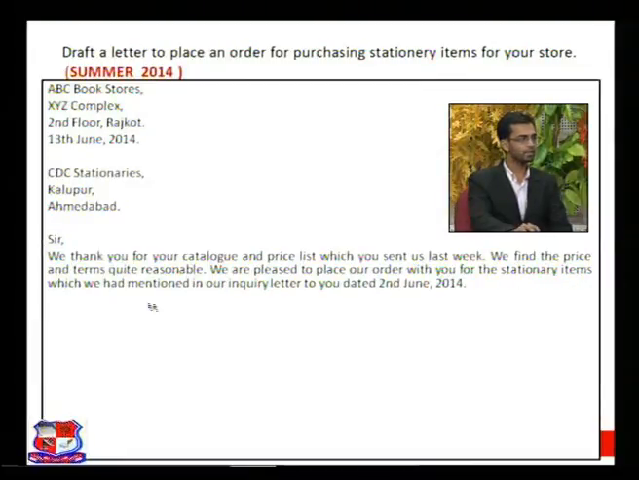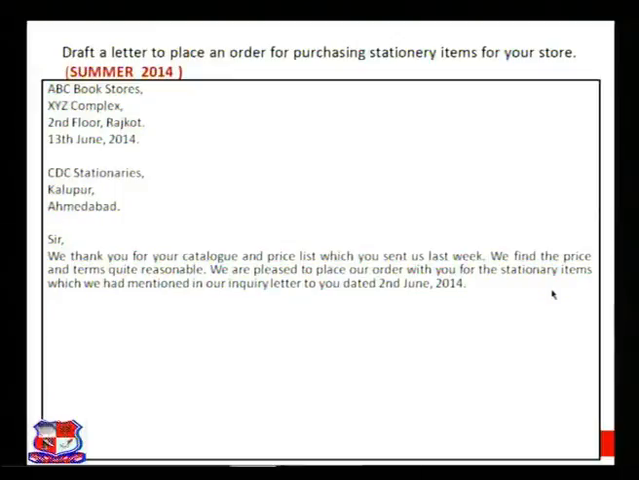We find the price and terms quite reasonable. We are pleased to place an order with you for the stationery items which we had mentioned in our inquiry letter to you dated 2nd June 2014. See that here we are writing a letter on 30th June and we are saying that the inquiry letter which we had written was on 2nd June 2014. So this is also a very important part of the letter.